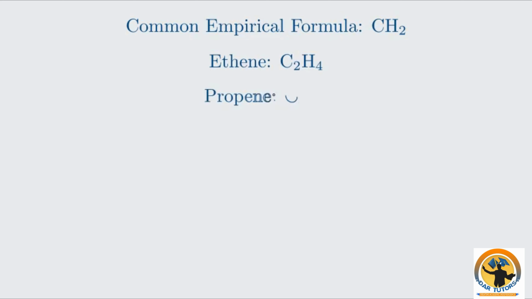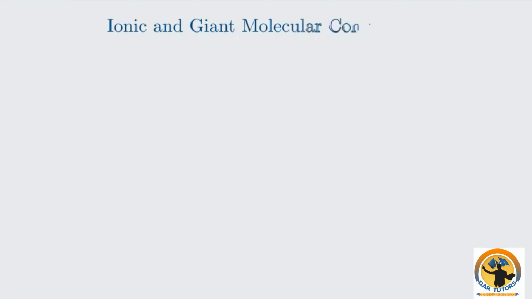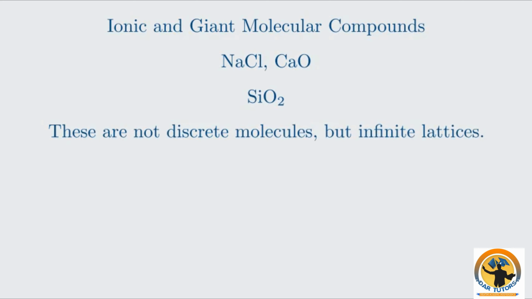It's important to note that many different compounds can share the same empirical formula. For example, CH2 is the empirical formula for ethene, C2H4, propene, C3H6, and cyclobutane, C4H8. For ionic compounds like NaCl or CaO, or giant molecular structures like SiO2, the empirical formula is the only chemically meaningful formula. This is because these structures are not composed of discrete molecules, but rather an infinite lattice of ions or atoms in a fixed ratio.